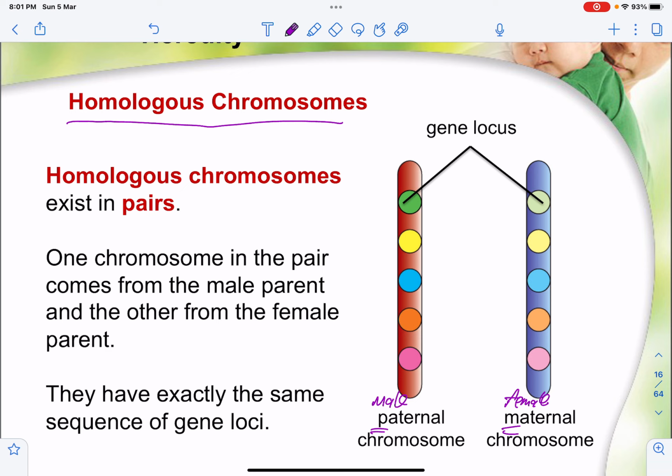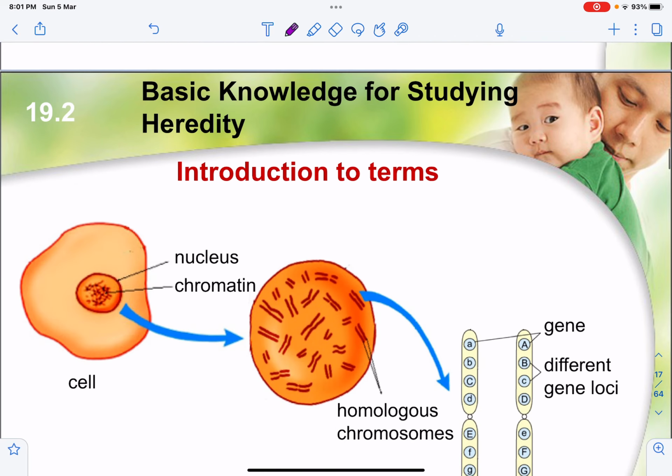Okay? And they have exactly the same sequence of the gene loci, but not necessarily the same allele. So they are only coding the same characteristic. Like let's say these two gene loci are talking about hair color, but one can be black hair, the other can be white hair. But they have to talk about the same characteristic, which is hair color. Okay.